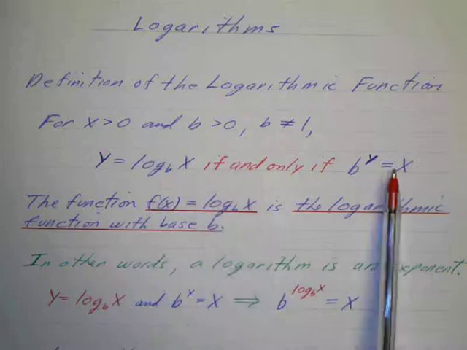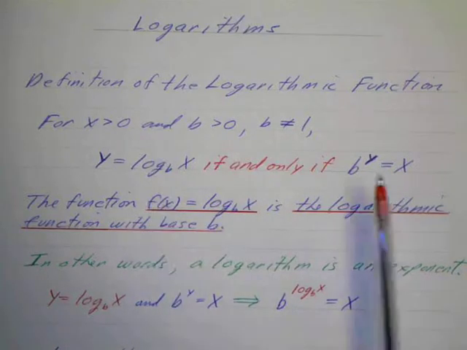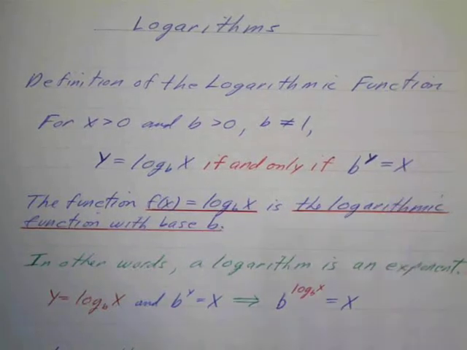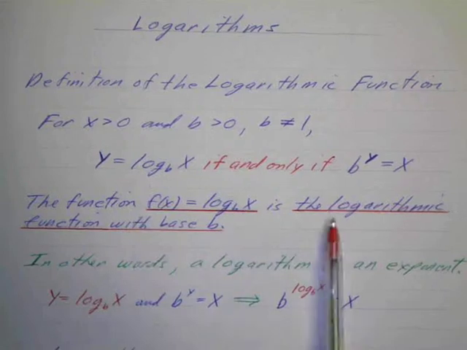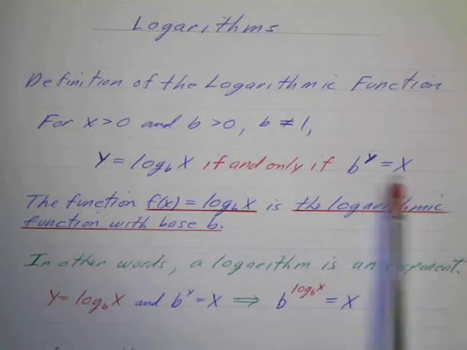And these are equivalent. So sometimes it's a lot easier to write our logarithmic equations as exponential equations because we've already studied those. So again, we say the function f of x equals log to the base b of x is the logarithmic function with base b. And this would be the exponential function with base b.